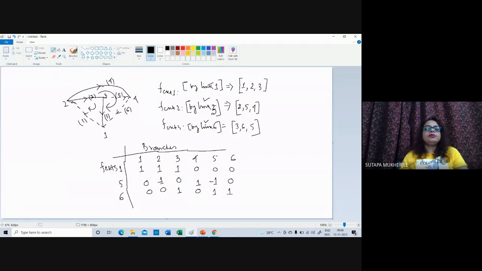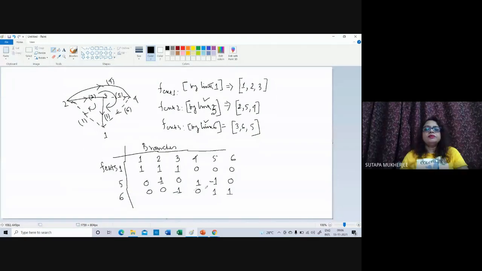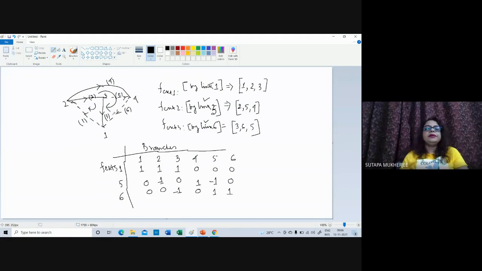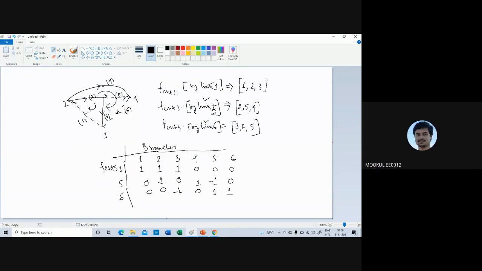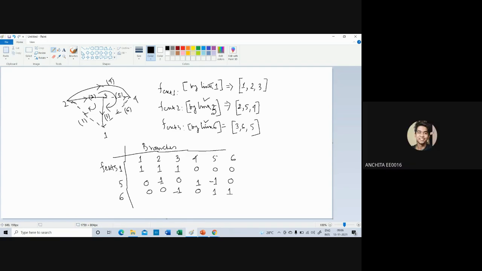Minus, sir. Come to 6. Minus. Ma'am, 3 is minus, right. 5 and 6? 5 is plus. I'm sorry, 5 is positive, the direction is the same. Yes, ma'am. Fundamental circuit 6, the direction is this side. Then 6 will be plus.